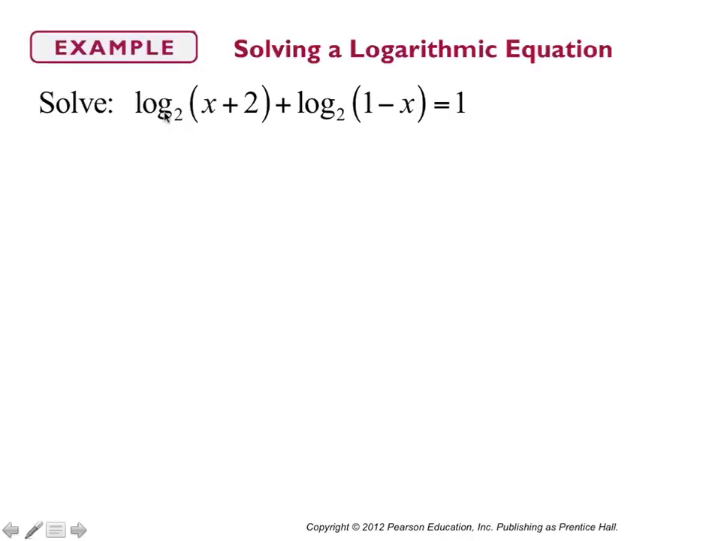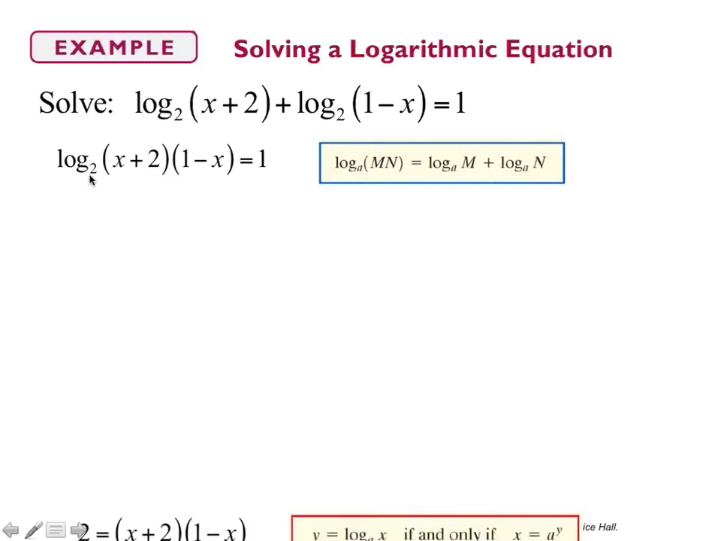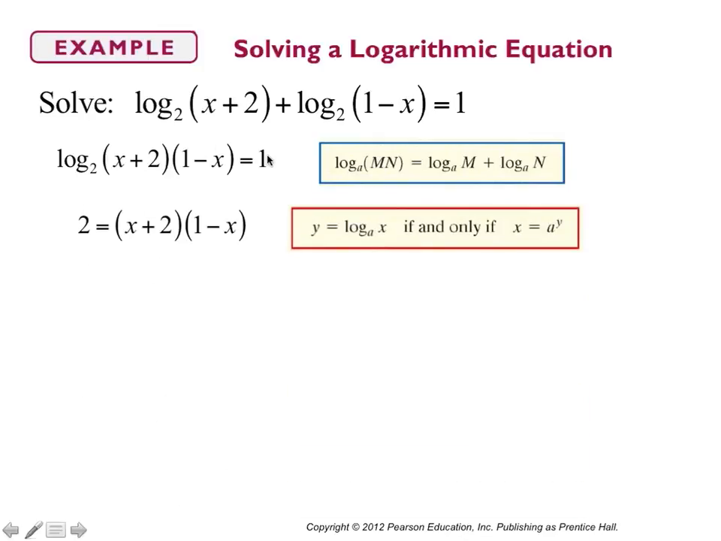All right, let's look at this one here. Log base 2 of x plus 2 plus log base 2 of 1 minus x equals 1. Since we have addition right here, we can change this into multiplication. So we have log base 2 of x plus 2 times 1 minus x equals 1. So all we've done is we've changed the addition into multiplication. And then we can change this into exponential form. So this is going to be 2 to the first power, or just 2, equals x plus 2 times 1 minus x. And now we have something that's just going to be quadratic.